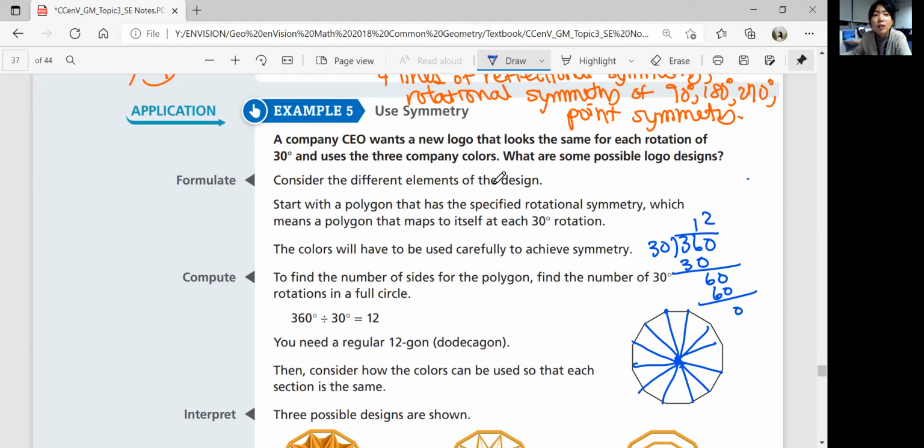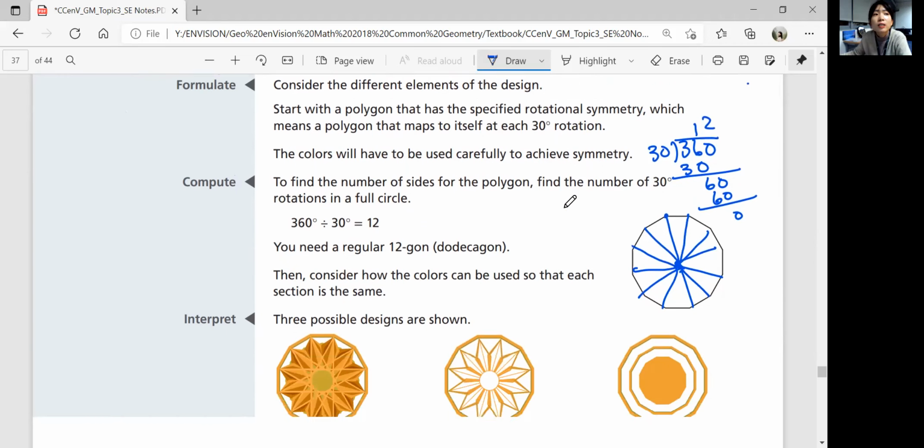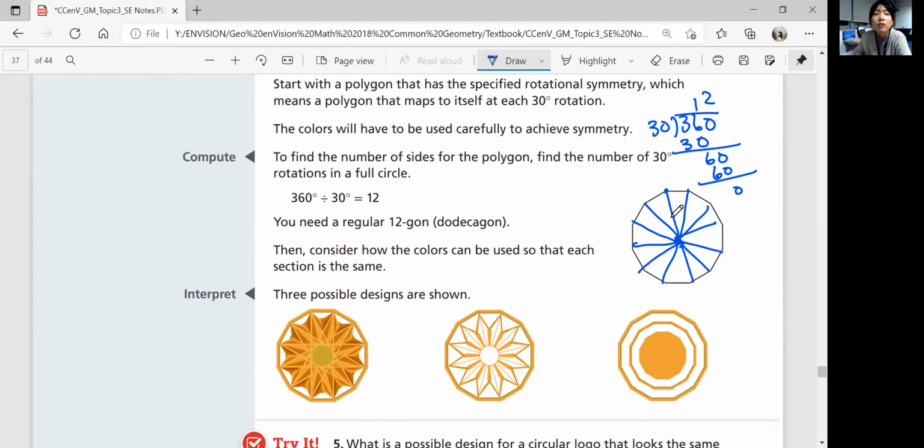And now we're going to consider how the colors can be used so that each section is the same. So we're actually designing each section, just 30 degrees of this section, okay? So we can design it to be very complicated like this, or a little bit simpler, or very much simple design. So these are possible designs you can design for this company. These are just examples. You can make up your own design, but you have to copy and paste it with the same design for all 12 tiles over here, okay?